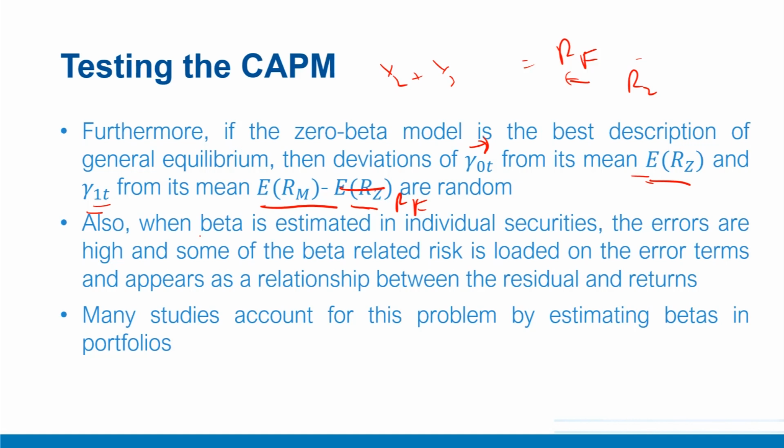Also, in these models, beta is a very important component that was estimated from time series regressions of individual security portfolios. However, when you work out betas from individual securities, often the errors are very high and some of the beta related risk is loaded on error terms.